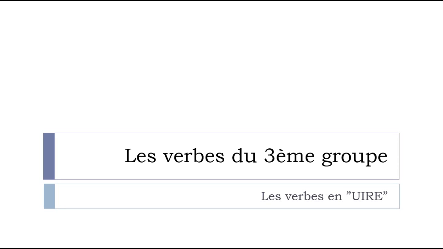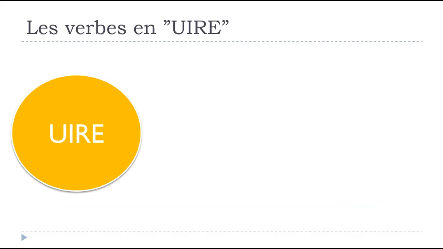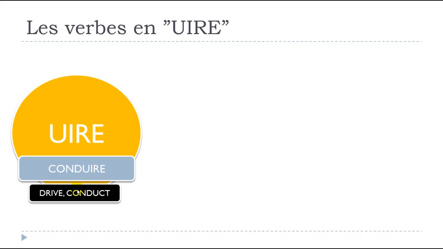Les verbes du troisième groupe, and we'll see together more precisely how to conjugate the verbs that will end with uire. Okay, so let's start now. Uire, and the verb I think that could represent this category is conduire. Conduire means to drive or conduct. Okay, and so let's see how you will conjugate this verb.